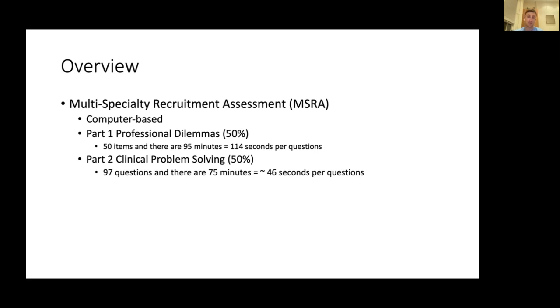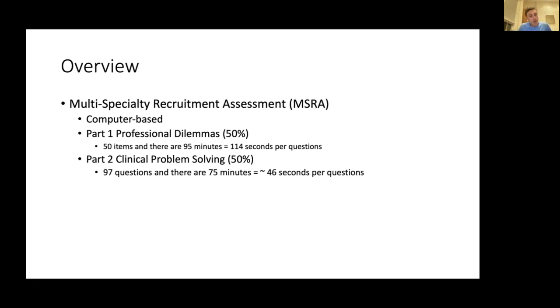The first part is the professional dilemmas, and the second part is the clinical problem solving. They are equally weighted, counting for 50% each. The professional dilemmas has 50 items, whereas the clinical problem solving has 97. These are things you can look up and probably know yourself.